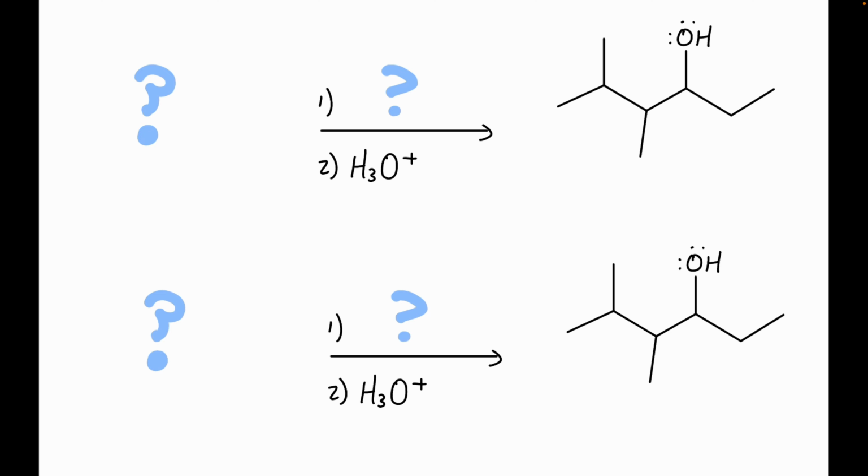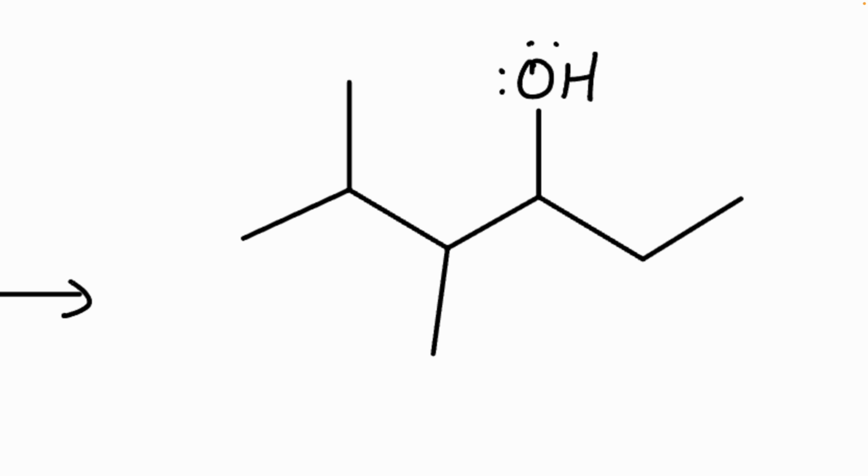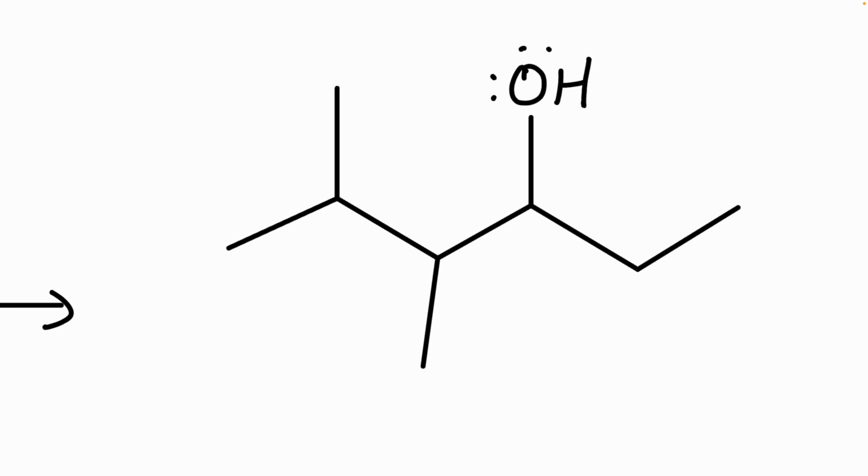Cool. So when I look at this alcohol and I'm trying to think about what reactants I would use to form it, there's really only one thing I know for sure, which is that this carbon right here must have been my carbonyl carbon. The one that has the oxygen bonded to it had to have been the one with that carbon to oxygen double bond.